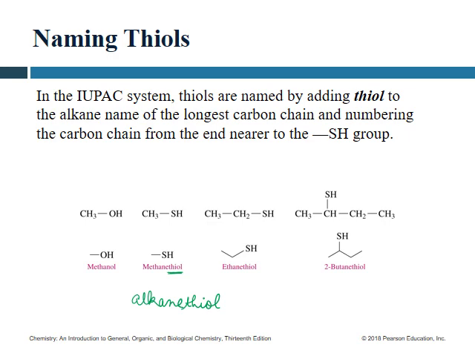For instance, what is this compound? How would we name this? This compound, first thing you recognize that it has a thiol in it. It has a functional group of SH, which means this is thiol. And how do you name it? You name the alkane. What is this alkane? This is 1 carbon alkane, which is called methane, followed by thiol.